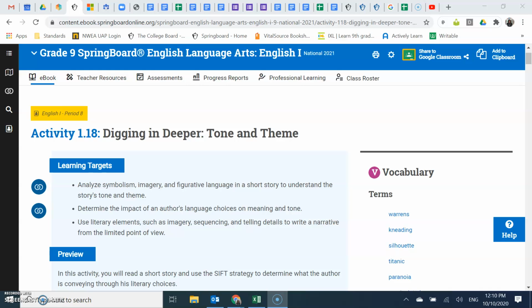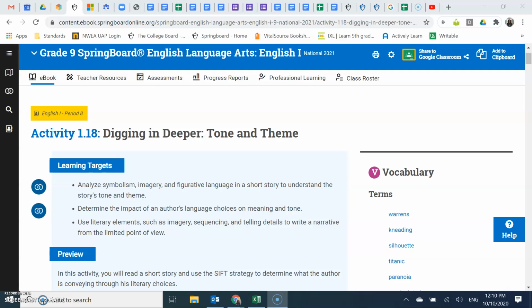Okay, so we are in activity 1.18, and over the weekend you were given homework to read the story on 1.18, which is There Will Come Soft Rains. I hope you did it because you're not going to be able to do much until you read it. So please make sure that gets done if you didn't do that already.